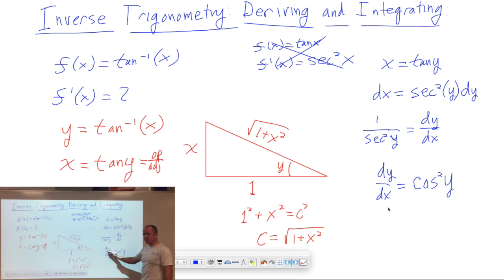It's a little weird though. Usually when you take a derivative of y, when you have a function of x, dy over dx usually equals something with x's in it. Let's see what we can do about that.